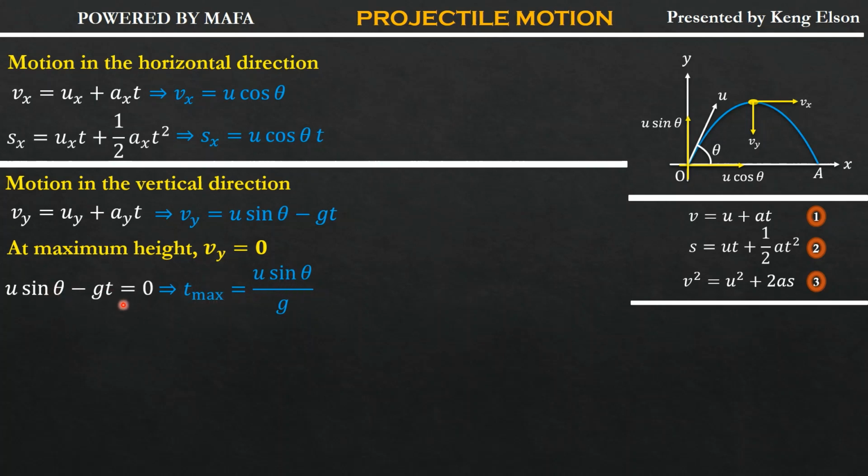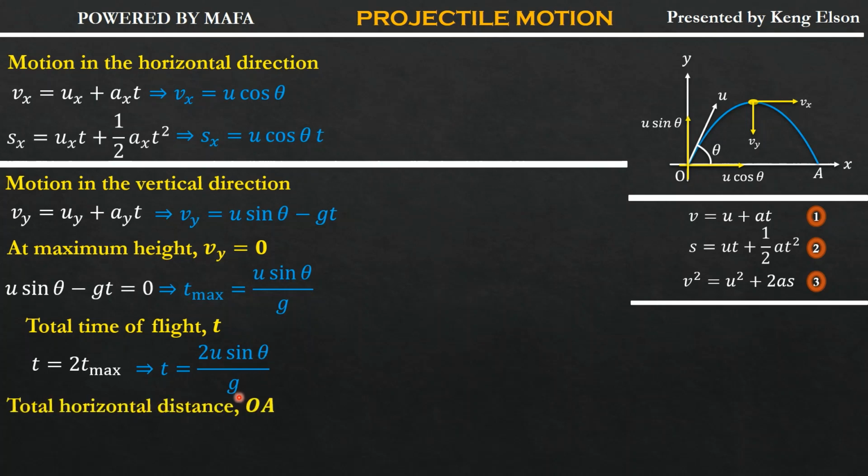If we find that time in this equation, the time t here is actually the time to reach maximum height. Now what about the total time of flight? The total time of flight is simply 2 times the time to reach maximum height. The total time of flight is the time that the particle is going to move from point O right up to point A. But since we know the time to move from point O to the maximum height, we can just multiply that time by 2 to get the total time of flight. So our total time of flight is 2u sine theta divided by g.